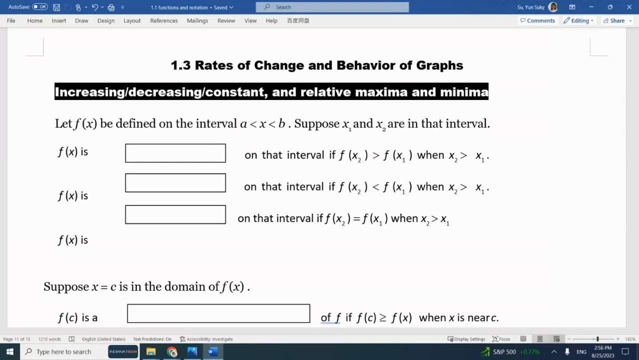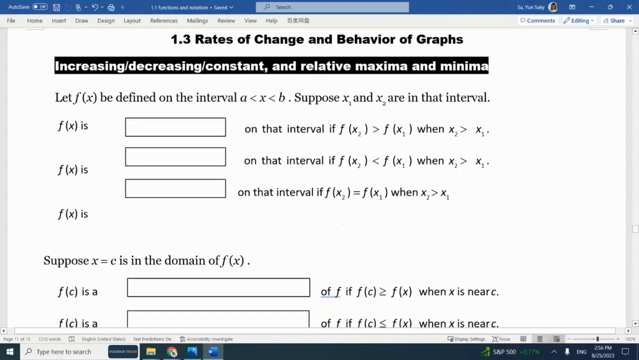Okay, yes. So, all right, let's continue. 1.3, rate of change and behavior of graphs. Okay. First, increasing, decreasing, and constant function. Have you learned this before? No. Okay. So let f of x be defined on an interval from a to b. Suppose x1 and x2 are in that interval. So f is increasing on that interval.